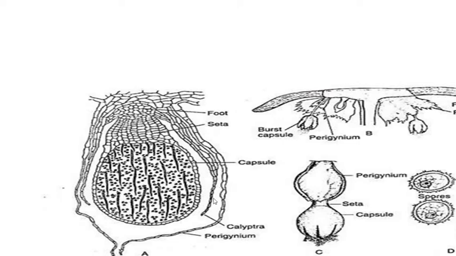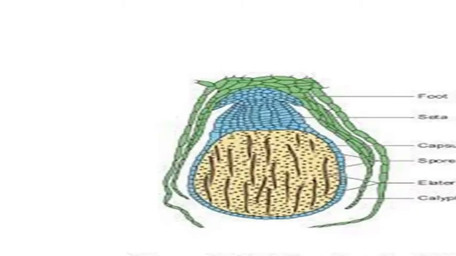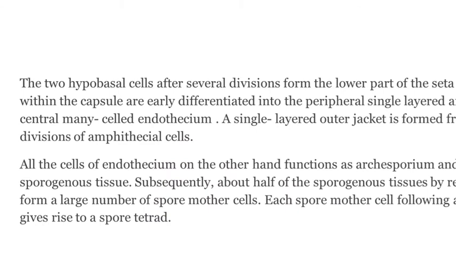Here in Marchantia, this is the capsule, calyptra and perigynium. These develop from the archegonium. The inside part is developed by the zygote, or sporophytic mother cell. The sporophytic mother cell divides, the first division being transverse, and forms two cells. These divide and form the multicellular region. The two hypobasal cells after several divisions form the lower part of the seta and the foot. The cells within the capsule are early differentiated into the peripheral single-layered amphithecium and the central many-celled endothecium.